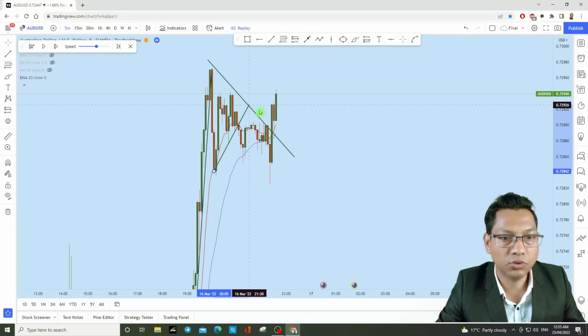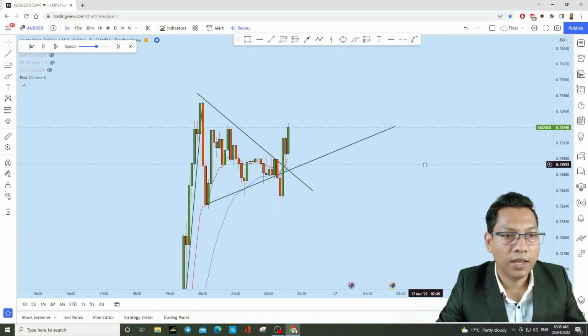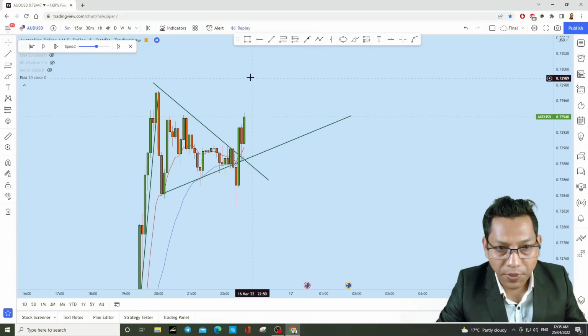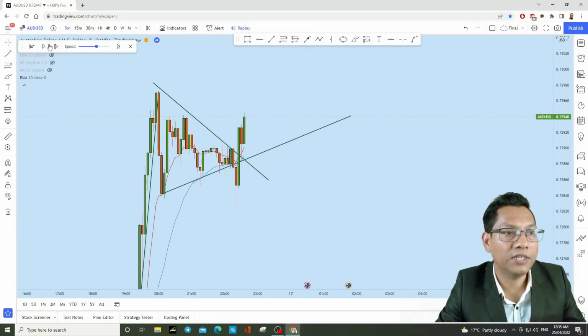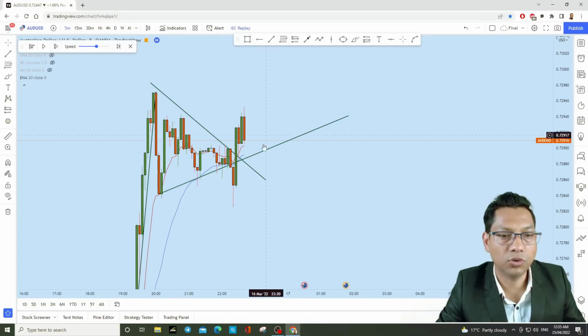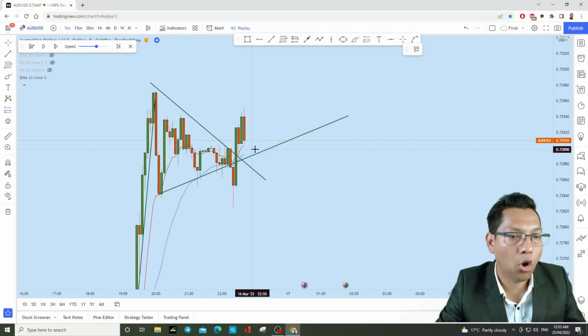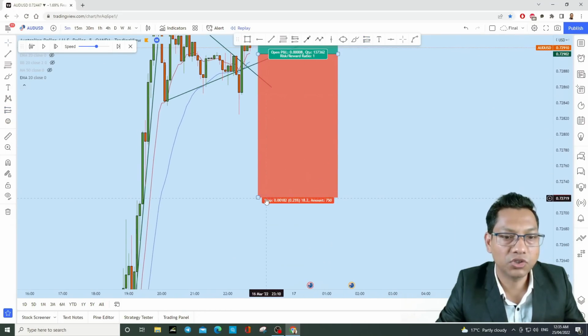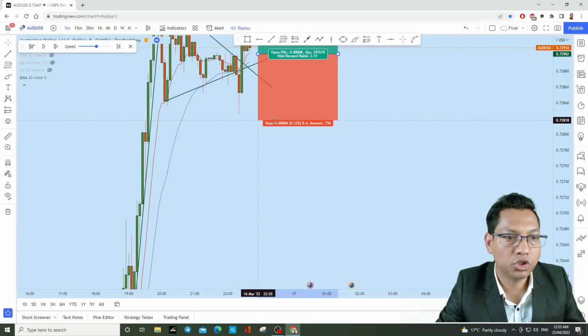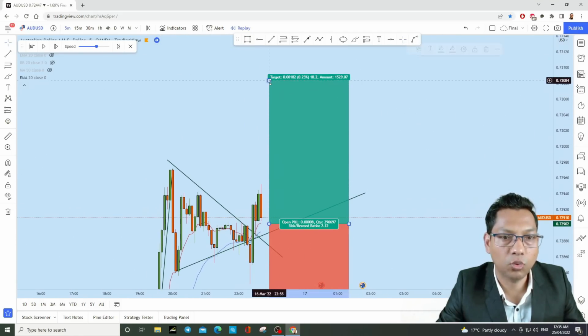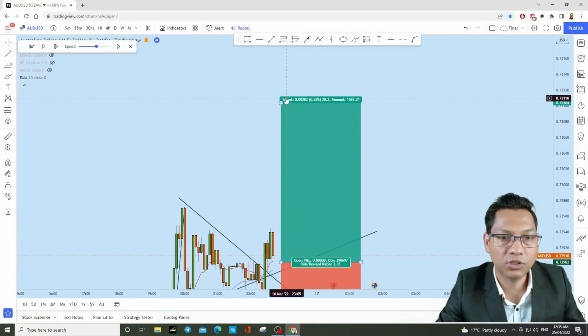So now this is the new structure. Now it is breaking up. So let's let it completely break out and then come for a retest. All right, now it's coming for a retest. Now let's put our long entry. It broke out, now retest, let's say here, just above the previous structure. Then put your stop loss below the previous structure's low, and the target will be a 1 to 3 risk to reward ratio.